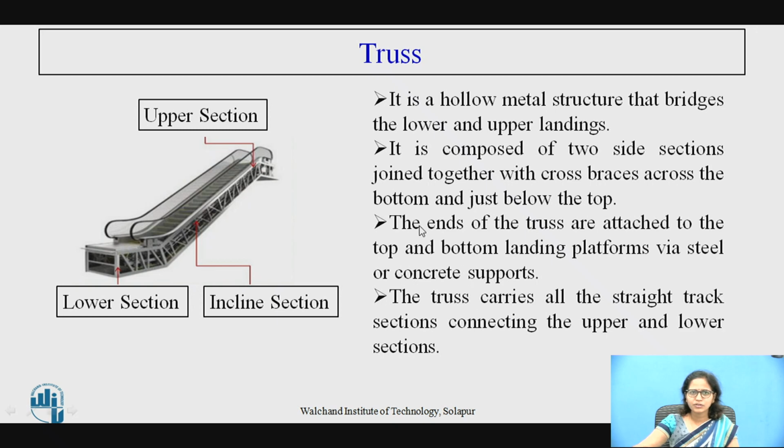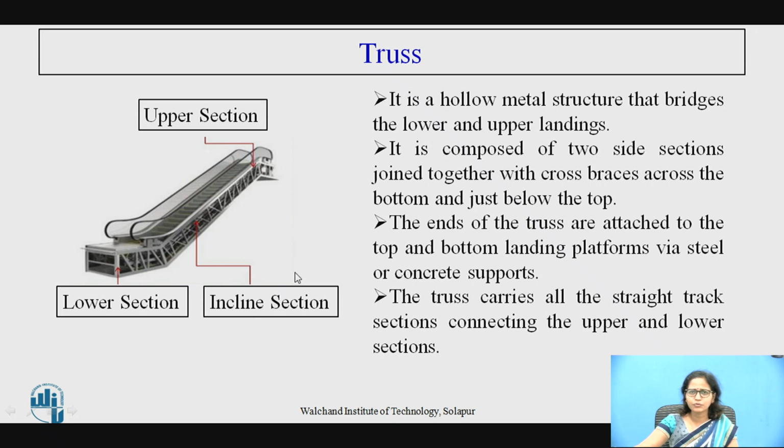So next is the truss. Here in the section you can see this is the upper section, and below you have the lower section, and the inclined member is called the inclined section. Actually it is a hollow metal structure that bridges the lower and the upper landing. So to connect the upper and the lower portion, the trusses are used.